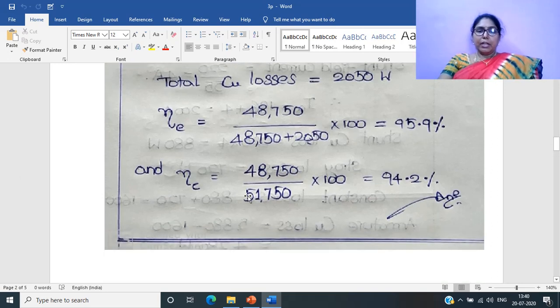And finally, commercial efficiency. Commercial efficiency is nothing but the total output of the DC generator divided by the total input given to the DC generator. So the total output from the DC generator is 48,750 divided by 51,750, the input of the generator, multiplied by 100 to get the percentage efficiency, that is 94.2%. So with this we have completed one problem.